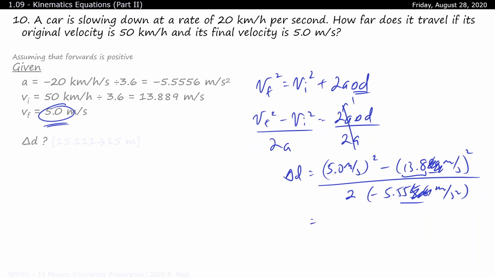If all goes well, you end up getting 15.111 meters, which again is overkill since you only need 2 sig fig. So this will drop down to just 15 meters as your final answer.